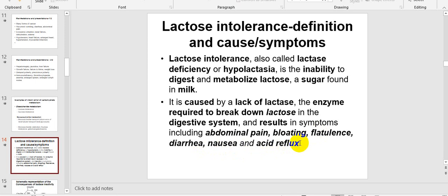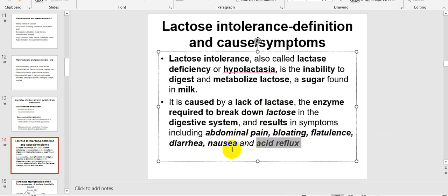Acid reflux is most of the time found in people with peptic ulcer. So you realize that some people can't take in milk. When you take in milk, you end up getting abdominal pain, bloating, flatulence, diarrhea, nausea. Nausea means a feeling to vomit. Acid reflux means that you feel some burning around your chest because the stomach acid is flowing back into the esophagus.